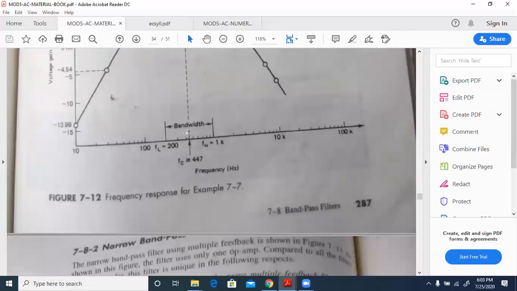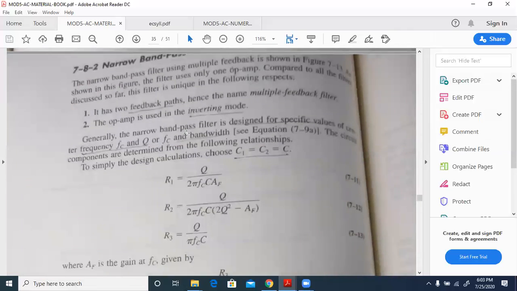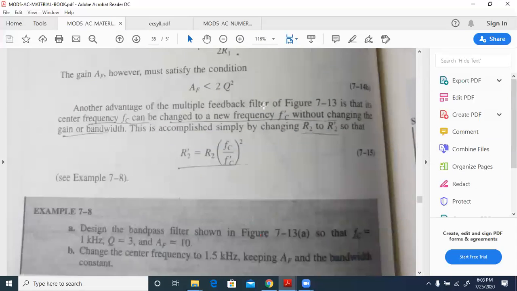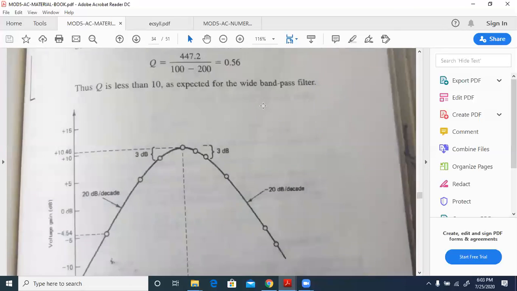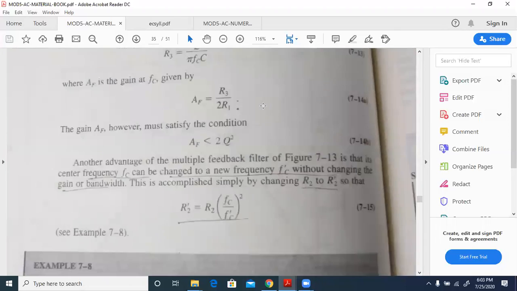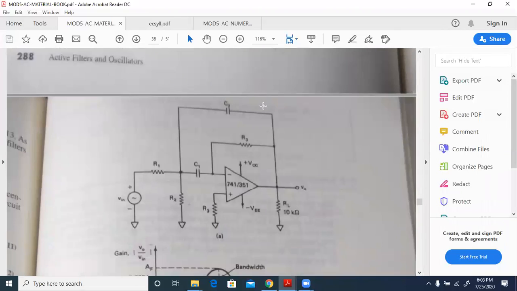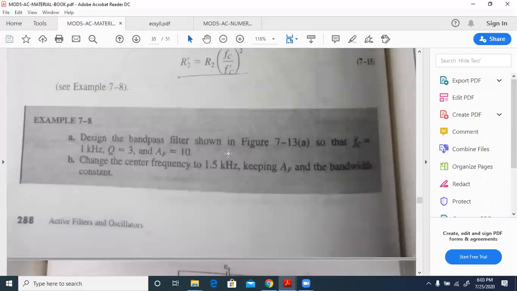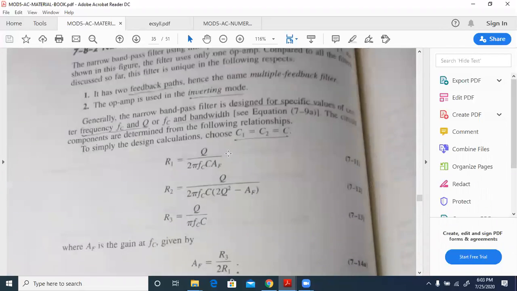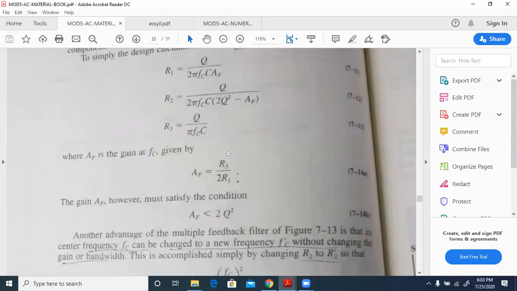Narrow band, let us see. Okay, narrow band. Right. So the narrow band filter is shown in figure 7.13. Yes, 7.13 is here. So this is the narrow band filter, right? Our formula is given for the value of each one of these.